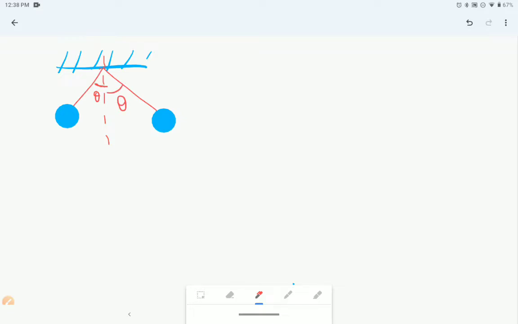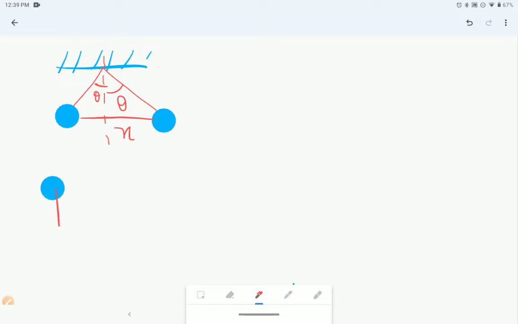See, it makes theta. Now the distance between these two balls, let's say it is x. This was asked in the question. So first draw the FBD for this big ball. This is the one, right?